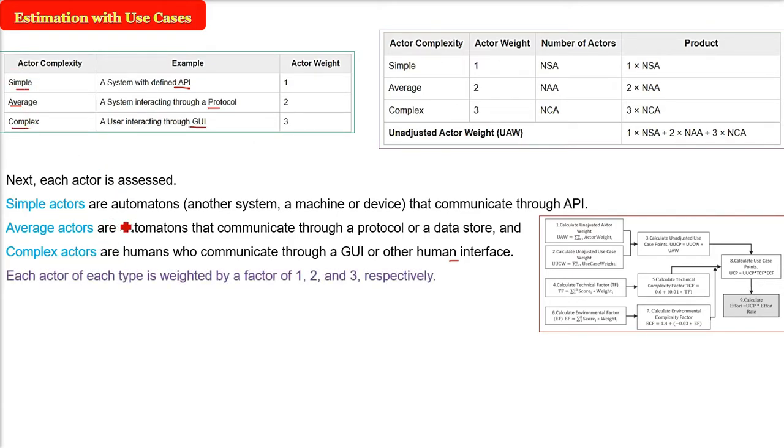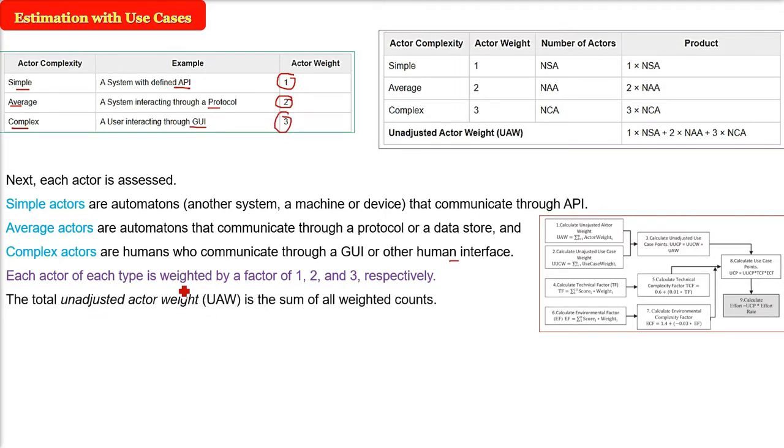Now we have already prescribed a weight for each of them: simple 1, average 2, complex 3. So for that we will finally find the UAW, unadjusted actor weight. For example, there are 2 simple actors, 3 average actors, and 1 complex actor. So we multiply: 1 into 2 gives 2, 3 into 2 is 6, and 3 into 1 is 3. So what do you get? 11. This is the UAW, or unadjusted actor weight.